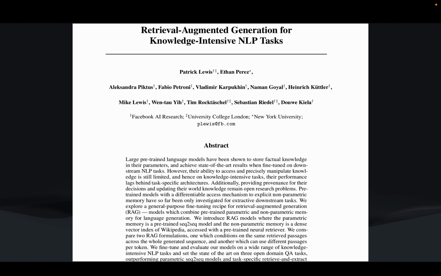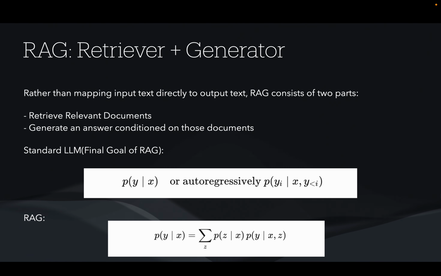At a high level, RAG asks a simple question. Instead of forcing a language model to store all knowledge inside its parameters, as the recent work in 2020 has shown throughout, can we rather let it look things up by itself? So rather than mapping input text directly to output text, RAG splits generation into two parts: retrieve relevant documents and then generate an answer conditioned on those documents. So it is split up into retriever and generator.